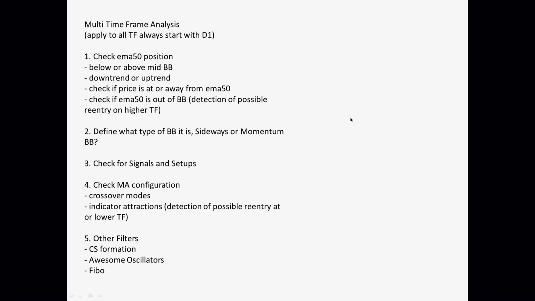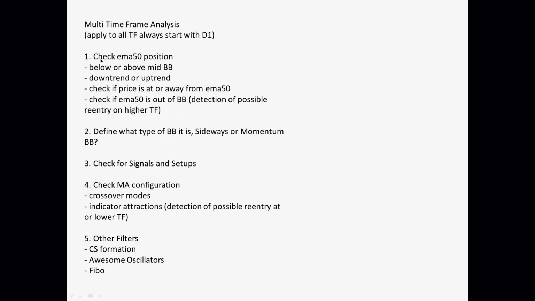Multi-time frame analysis, this is my SOP. You don't have to follow it 100%. Basically, at some point, you'll be able to make your own SOPs. What I do with my analysis is I start with D1 first, because I usually trade H4 and below. So I just would like to know what's happening on a daily basis, okay? Even though I start with daily, all of these SOPs need to be carried out accordingly in sequence, okay? So that you'll have a much more defined or systematic way of doing your multi-time frame analysis.